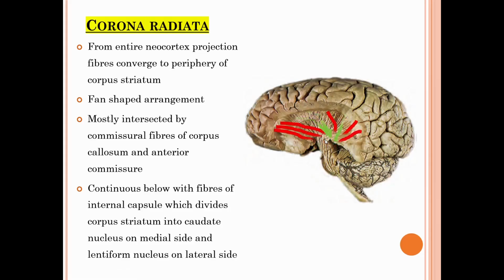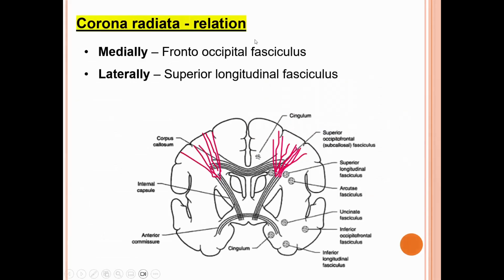You can see here how they are converging. Some are descending, some are ascending. Medial to the corona radiata there is fronto-occipital fasciculus. Remember, we have seen the fronto-occipital fasciculus in the association fibers, and laterally there is superior longitudinal fasciculus. These are the superior longitudinal fasciculus, these are the fibers of the fronto-occipital fasciculus, belonging to the association fibers, and in between them is the corona radiata, which is an example of projection fiber.